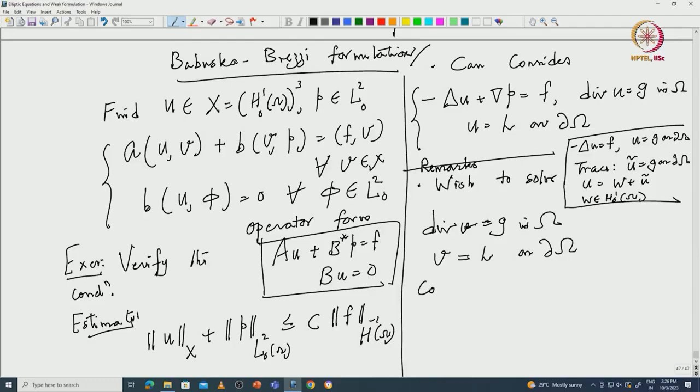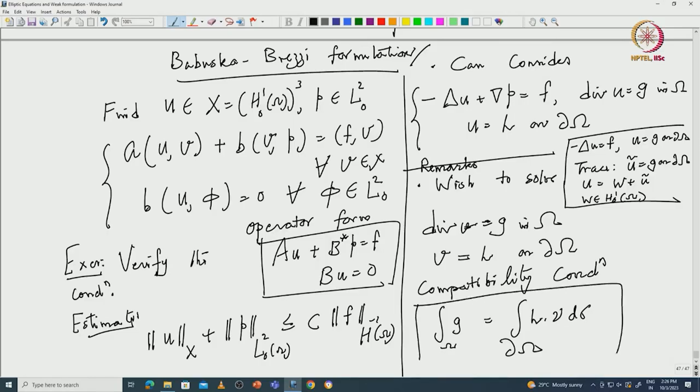Yes, there is a compatibility condition. You need this because the integral of g over omega is the same as the integral of h dot nu over the boundary, d sigma. So you need this compatibility condition to solve that. Once you solve this non-homogeneous problem, you can convert your problem into a homogeneous boundary condition problem with the divergence of v vectors, exactly what we have discussed now.